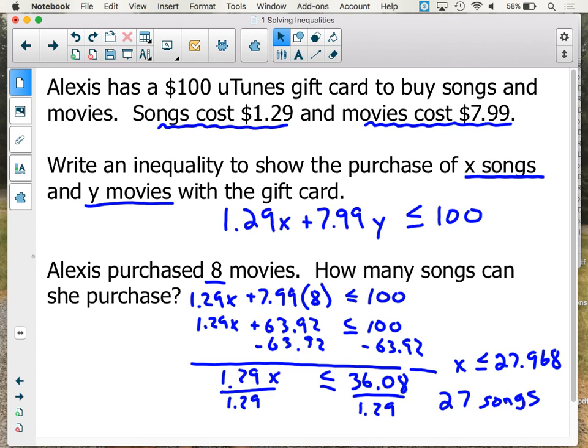So this is how we use inequalities. We solve them just like equations, and we can even write some constraint type problems for them as well.